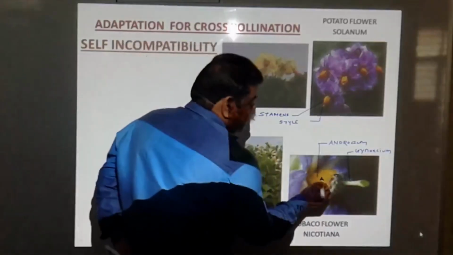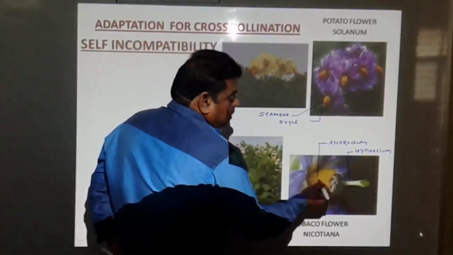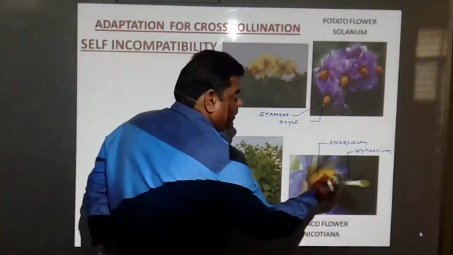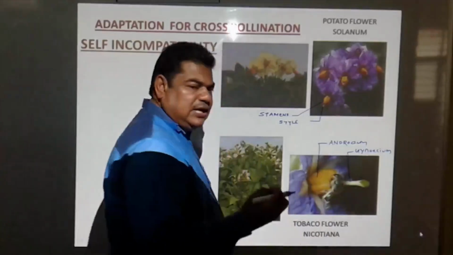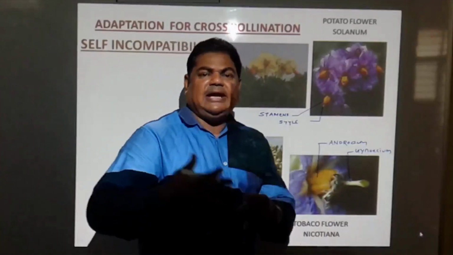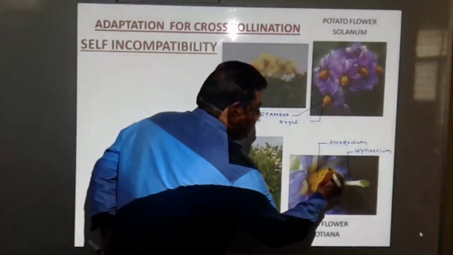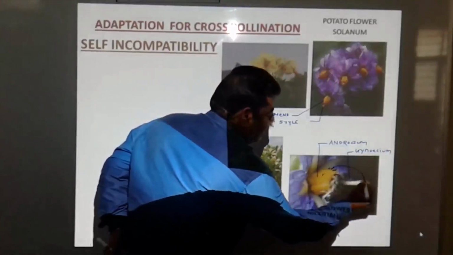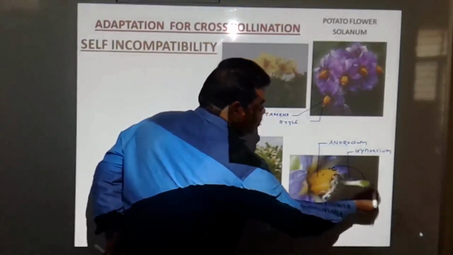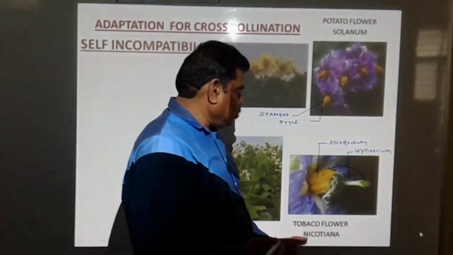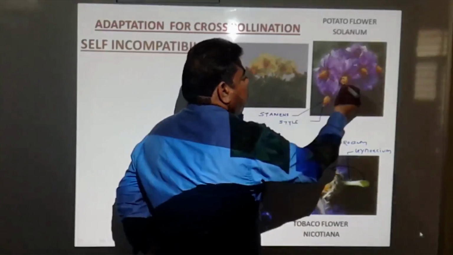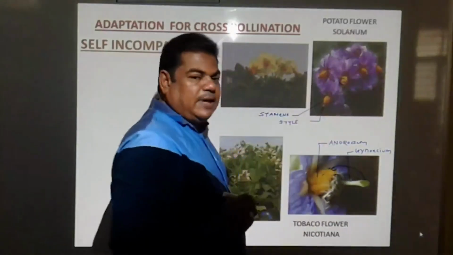Now when the androecium or the stamens mature, these stamens release the pollen grains by the dehiscence process. When the pollen grains come out like this, they come here and adhere to the receptive stigma of the tobacco flower as well as to the receptive stigma of the potato flower, respectively.